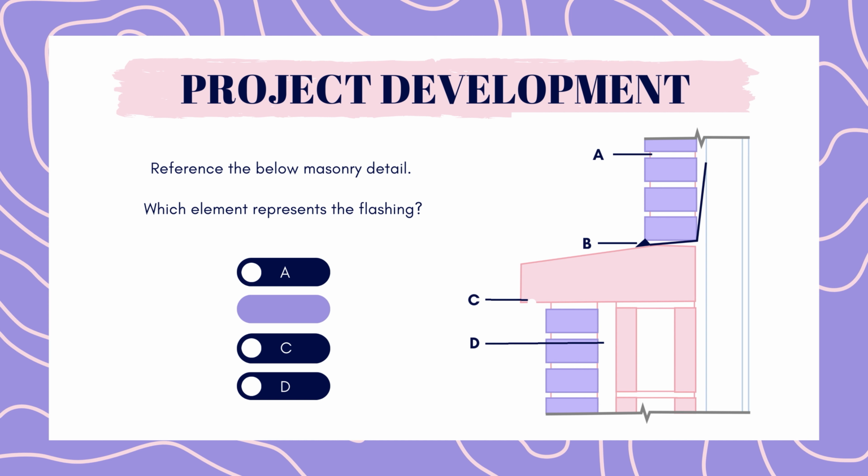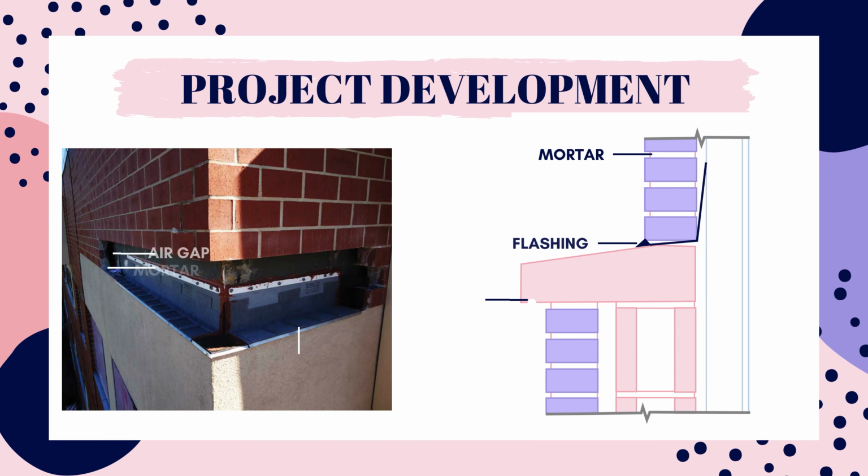And the answer is B. The primary purpose of a flashing is to prevent water from infiltrating the building envelope. It is installed at vulnerable points in the wall construction, which is wherever there is a change in material, like we see here between brick and concrete, as well as at any openings such as doors, windows, or any penetrations. It helps direct water away from these vulnerable areas.